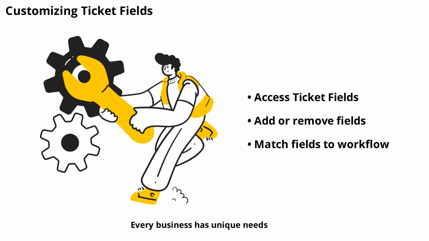Every business has unique needs, so customizing ticket fields is important. In the Admin panel, select Ticket Fields. Here, you can add or remove fields like priority, type, or custom categories. Tailor these fields to match your workflow, making it easier for your team to categorize and prioritize incoming tickets. This customization helps you gather the right information from the start.